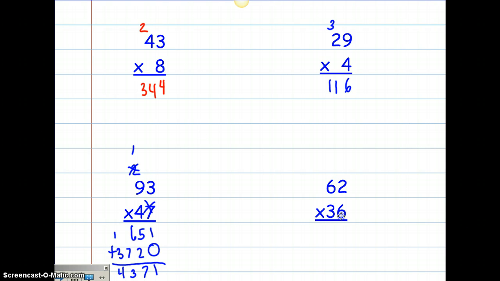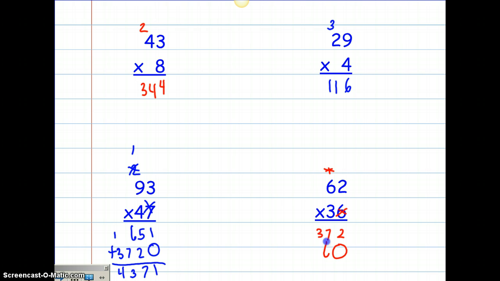Next, 6 times 2 is 12. Do not do that. Don't do that. Some of you have done that, and I've seen you. Don't do that. 6 times 2 is 12. Carry the 1. 6 times 6 is 36, plus 1 is 37. Bring down that 0. Don't forget that step.